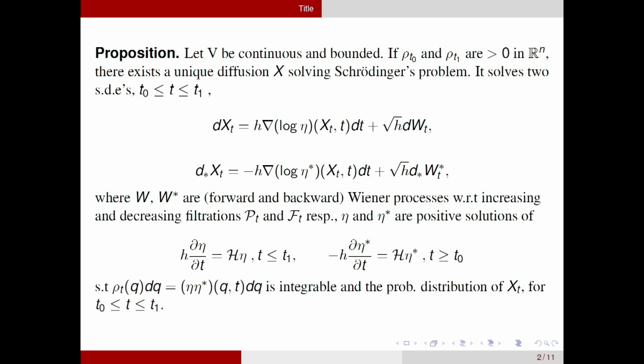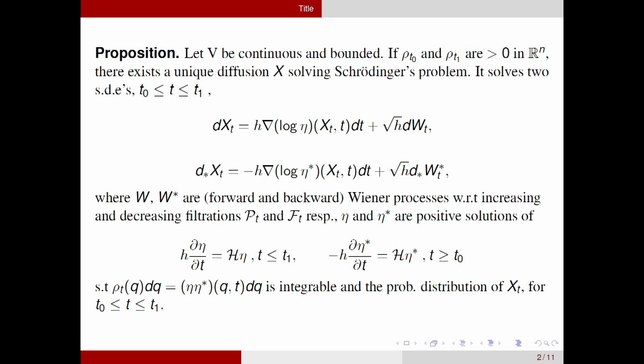The key point, the whole point of Schrödinger: look at the equation solved by those two functions. Two heat equations. One which makes sense with a final boundary condition, the other with an initial one. And the density, which is the solution, is the product of these two, as far as they are positive and integrable. And this represents the probability distribution of the interpolating process.